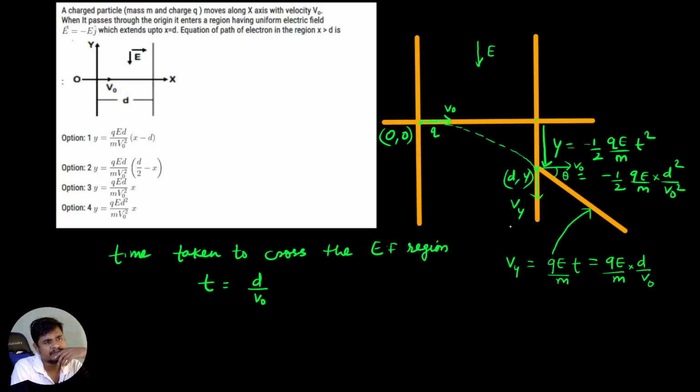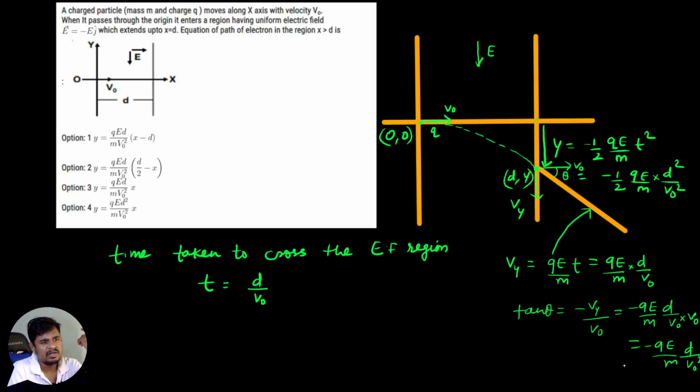Now we have got the value of vy, so we can calculate this angle theta. The slope, tan theta, will be minus vy by v0, and that is minus qE by m times d by v0, into 1 by v0. So this is minus qE by m times d by v0 square. This is the slope that we get here.